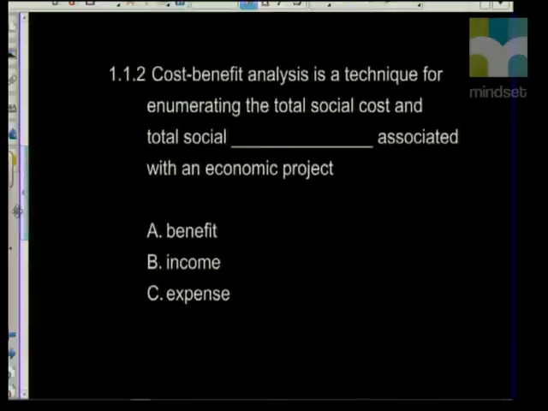1.1.2. Cost-benefit analysis is a technique for enumerating the total social cost and the total what else associated with an economic project. The answer is A, benefit, B, income, and C, expense. The correct answer will be A, benefit.